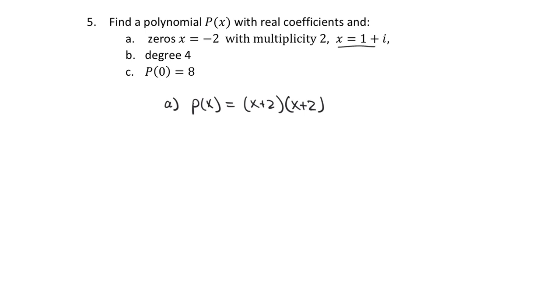Now, we have another zero there. If we subtract the 1 over and subtract the i, we're going to have x minus 1 minus i. Now, the one that's missing is x equals 1 minus i, because remember, complex zeros always come in pairs by switching the sign in the middle. So 1 plus i means 1 minus i is the other zero. So if we subtract the 1 and add the i to the other side, we're going to have x minus 1 plus i. Now we need to multiply these two factors together.